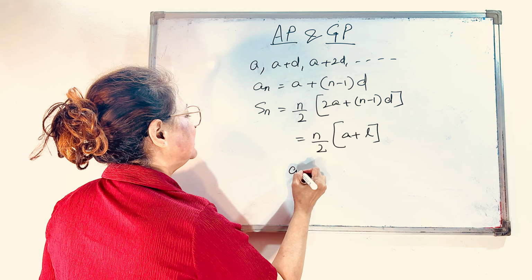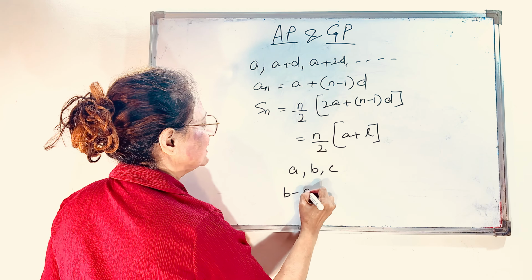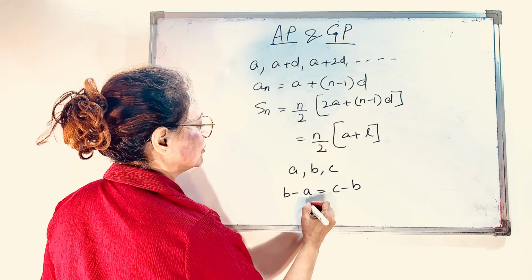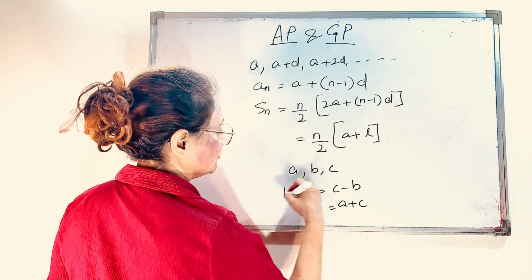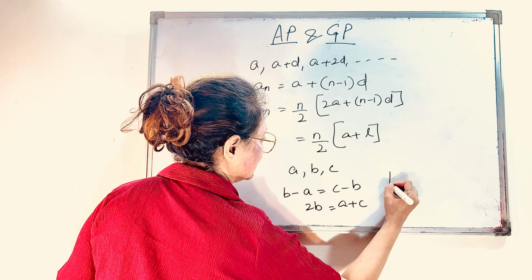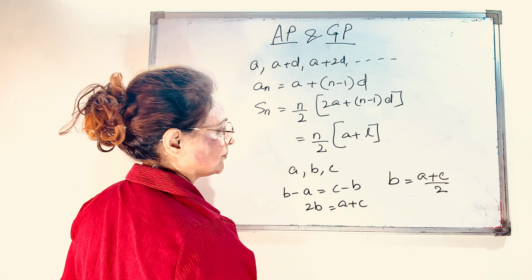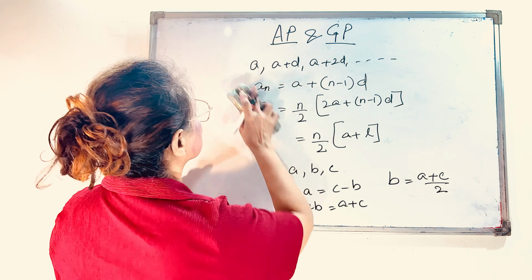If three terms a, b, c are in AP, then b minus a will be equal to c minus b. If you simplify, you get 2b is a plus c. Or if three terms are in AP, then the middle term is a plus c by 2.